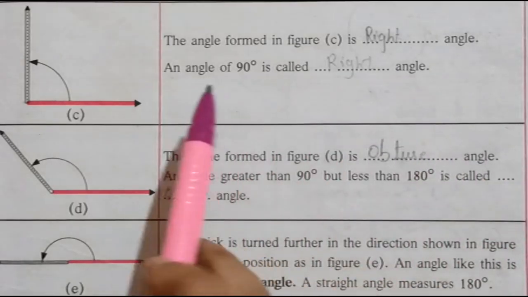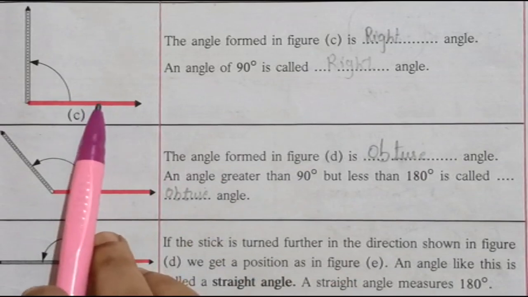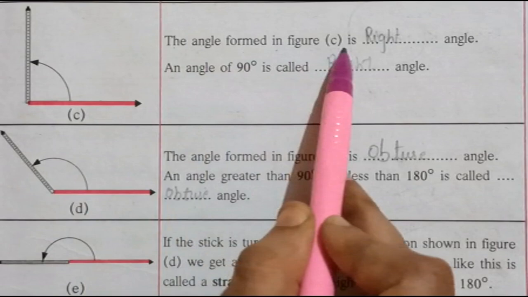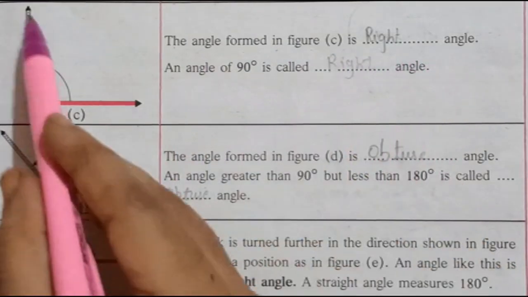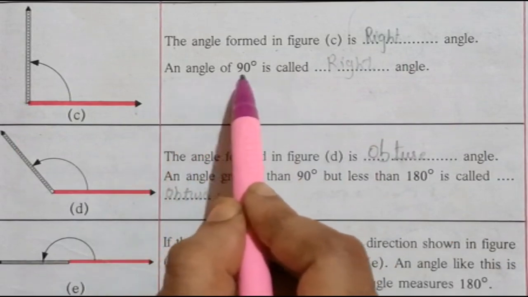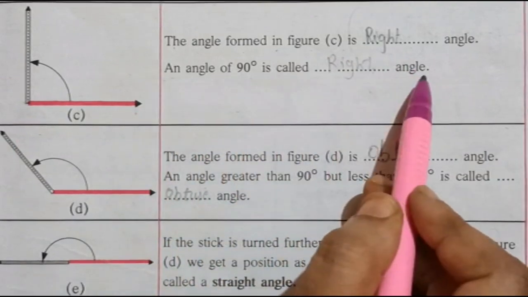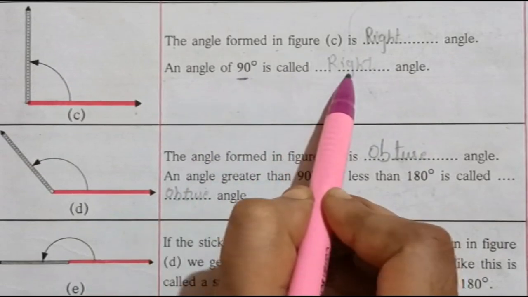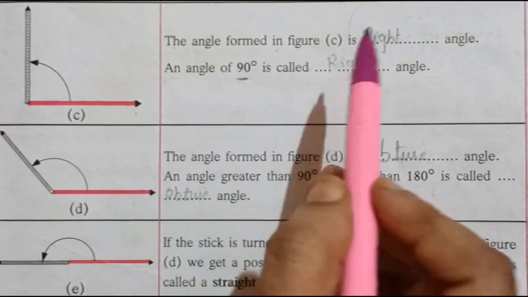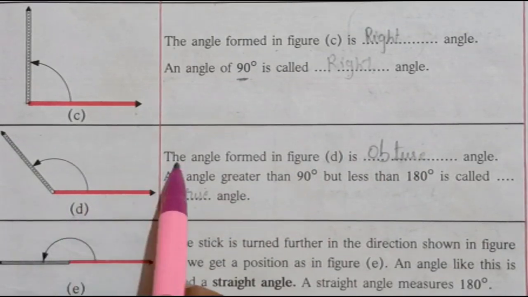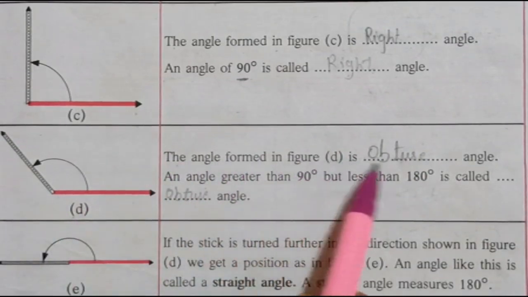Now look at C, the third figure. The angle formed in figure C is a right angle. This is exactly a right angle, you can see. An angle of 90 degree is called a right angle. You all are aware that an angle of 90 degree is known as what? Right angle.